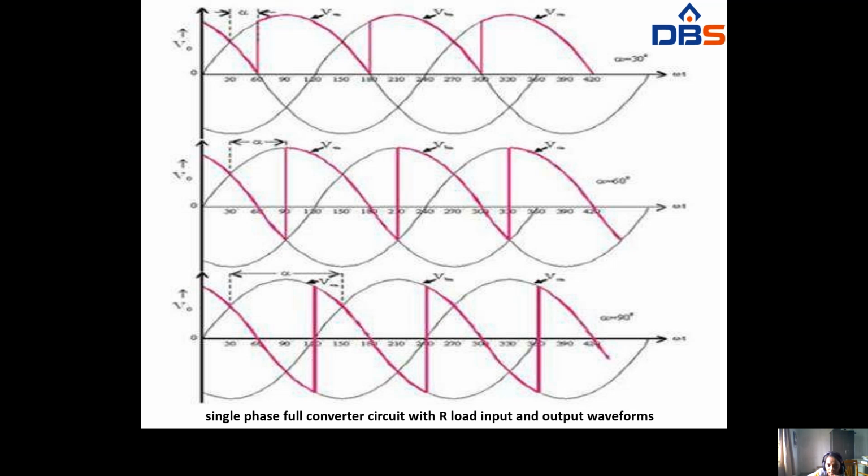At alpha equal to 30 degrees, the output voltage is like this. At alpha equal to 60 degrees, the output voltage will be like this, in continuous mode of operation in full wave. At 90 degrees, the output voltage will be obtained like this. The red color represents the output voltage for 90 degrees.